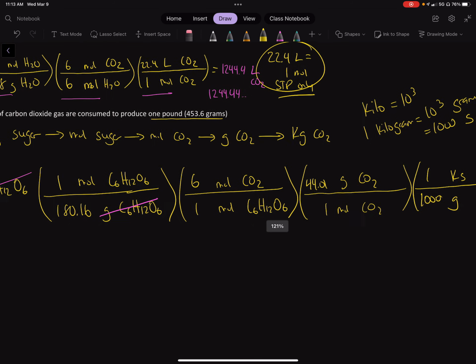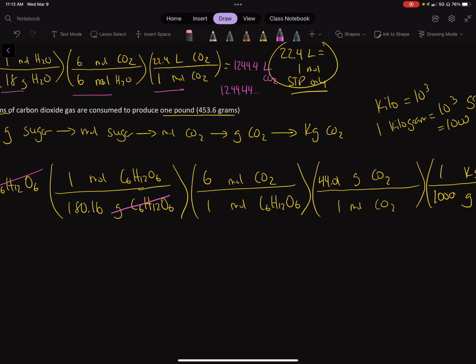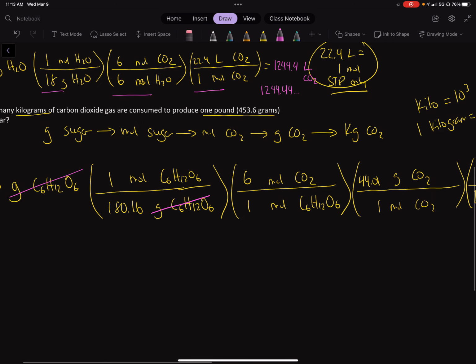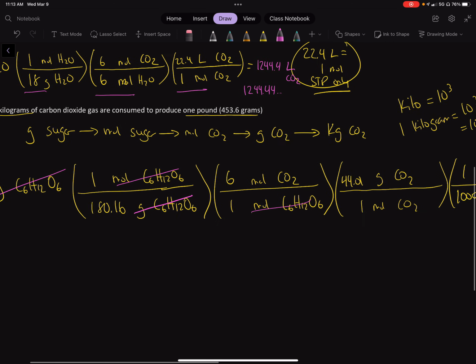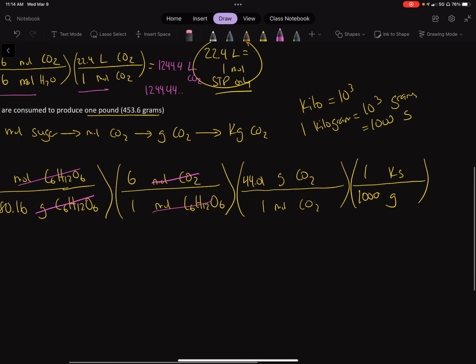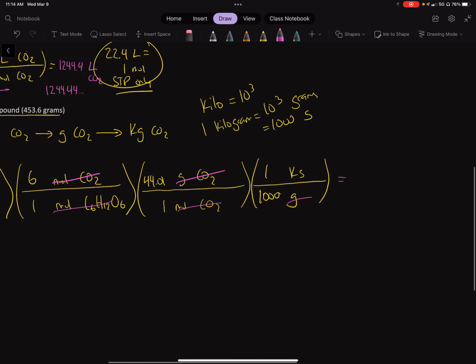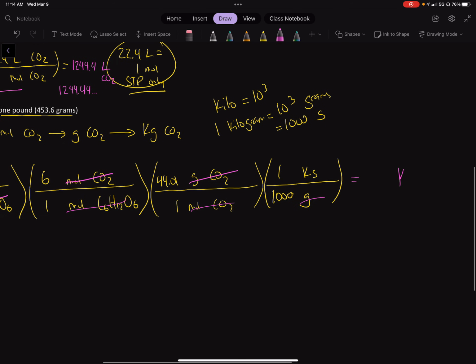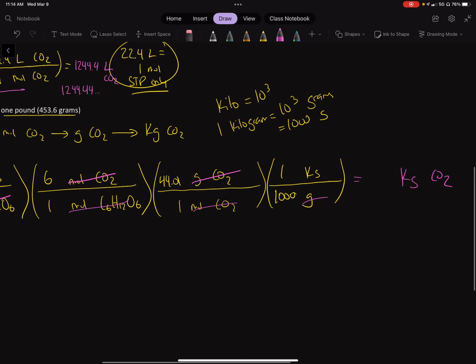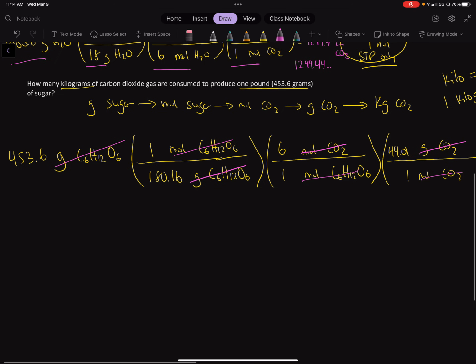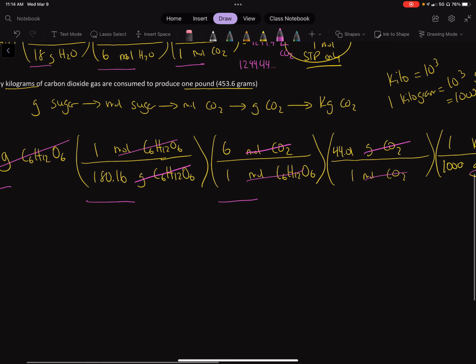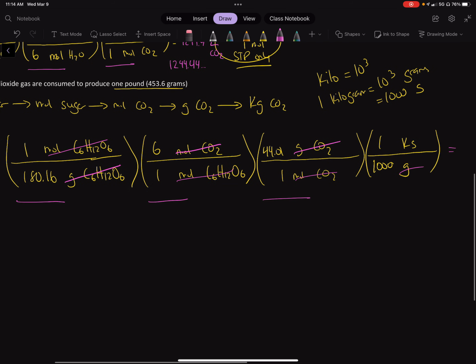So on your calculator, oh, and actually let's look at units one more time. We saw that grams of sugar canceled, moles of sugar cancels, and then moles of CO2 cancels, and then the grams cancels and we get kilograms. So our final units end up being kilograms of CO2, and that's what we wanted. But anyway, on your calculator, you're going to do 453.6 divided by 180.16 times 6 times 44.01, and then divided by 1,000.